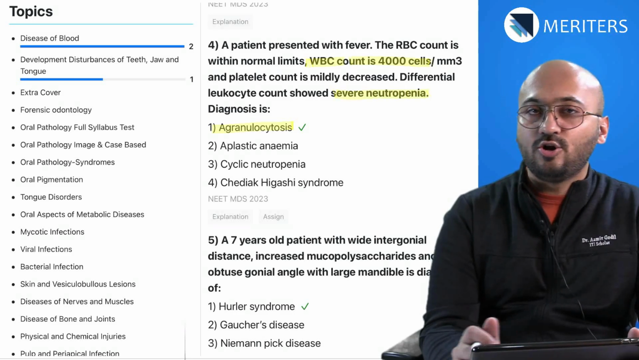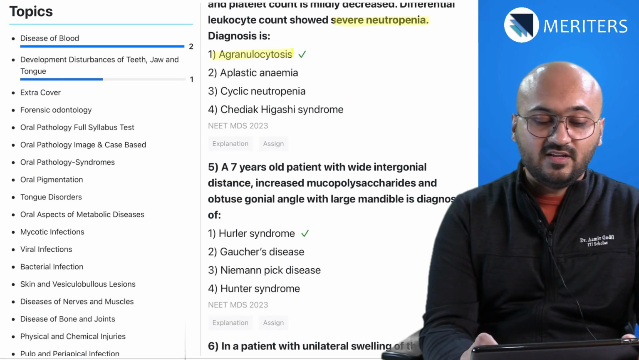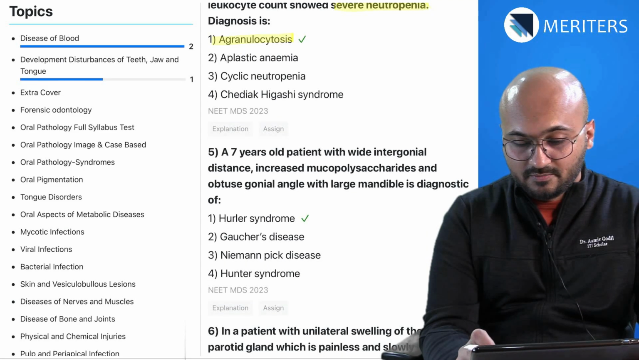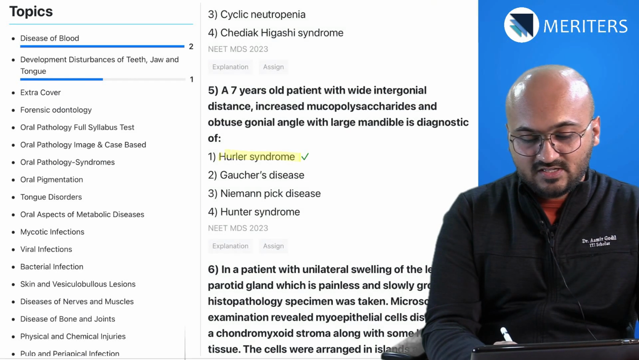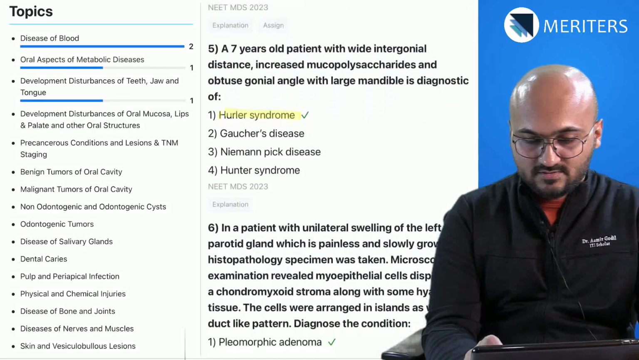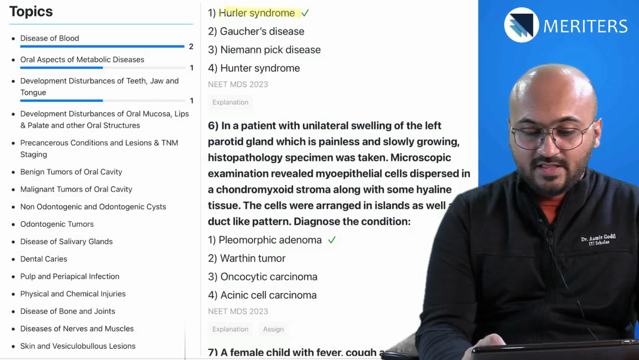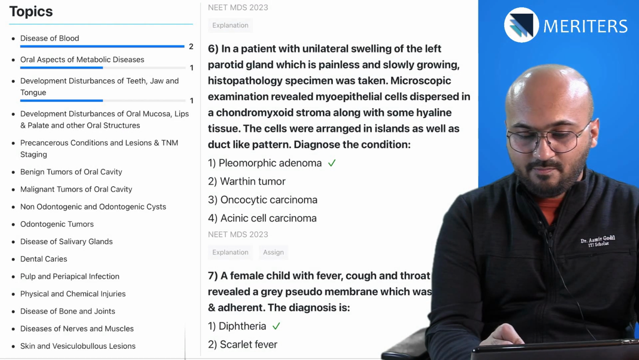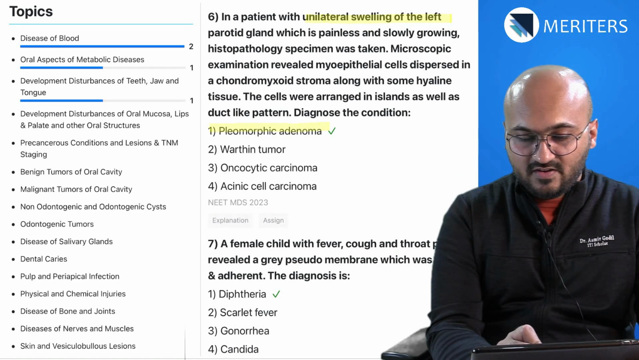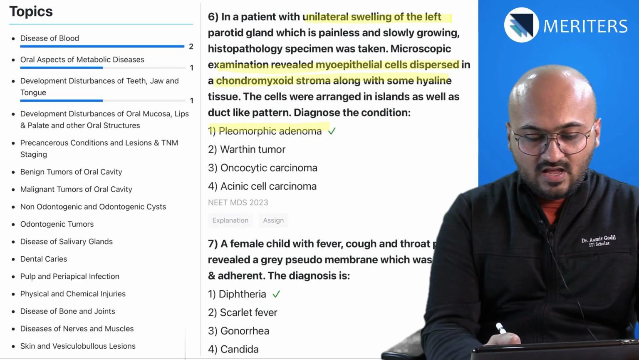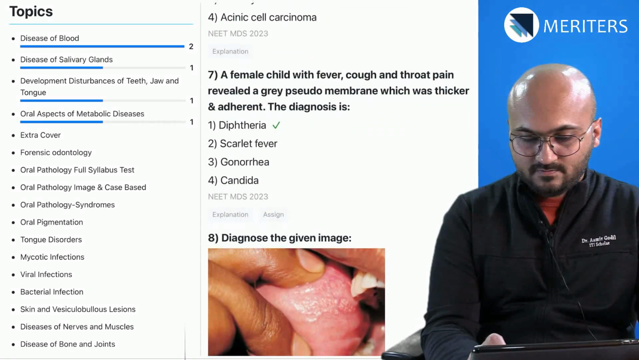There is a clinical situation, WBC count is given, and there is severe neutropenia. As you can see, there are a lot of questions from the same topic in the same exam. That means in 2023, diseases of blood was very popular. Right, then Hurler's syndrome you will also see in biochemistry, mucopolysaccharidosis, right, increased mucopolysaccharides. Then in a patient with unilateral swelling on the left parotid, this is salivary gland, pleomorphic adenoma. They have also given all the microscopic features. Pleomorphic adenoma in itself is very popular as an exam topic.